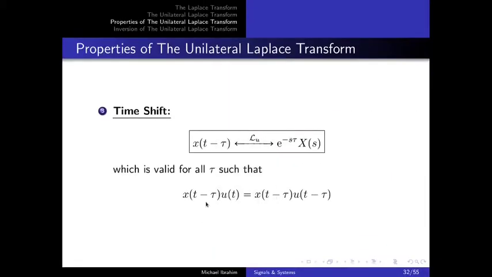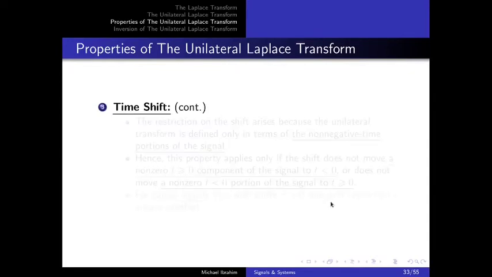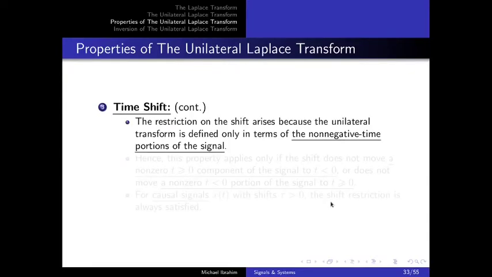x of t minus tau times u of t should be equal to x of t minus tau times u of t minus tau. Okay. So the restriction on the shift here comes from the fact that the unilateral Laplace transform is only defined in terms of the non-negative time portion of the signal. That is the portion of the signal happening for t larger than or equal to 0.